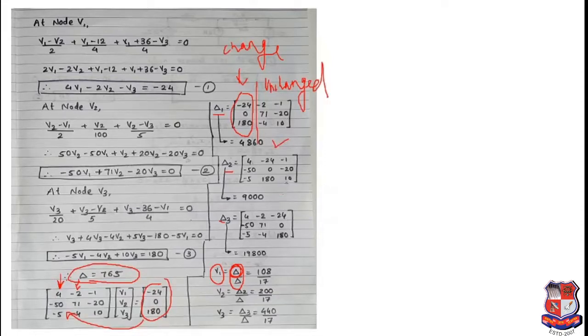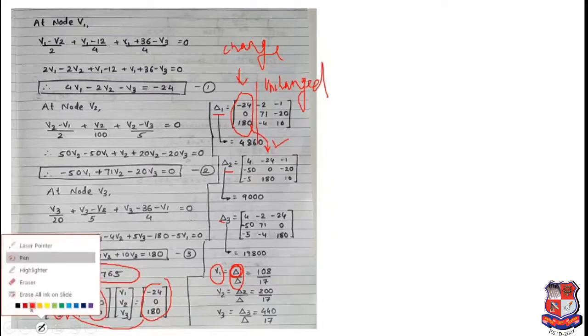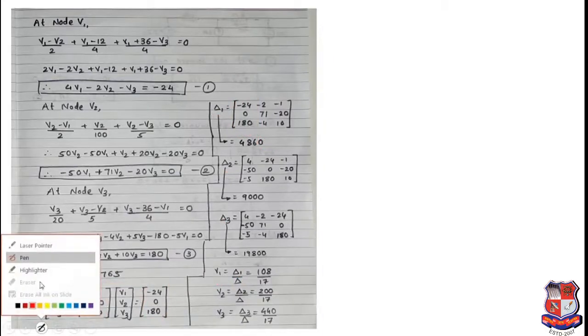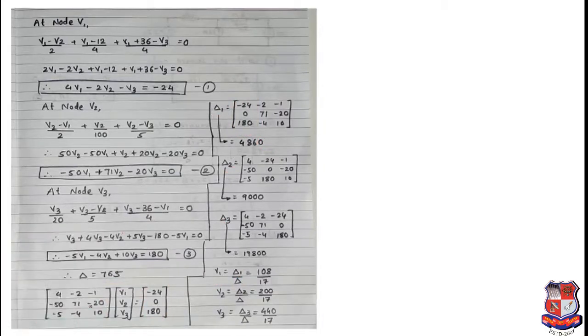Similarly for delta 2, what is done? This constant term is now brought in the second column and everything else is same. So this term and this term will be same. Again I am repeating. When you solve for delta 2, what will be same? First and third column will be same, and the second column will change. Second column is replaced by this over here. Similarly for delta 3, and you need to find determinant, so you get this value from determinant.